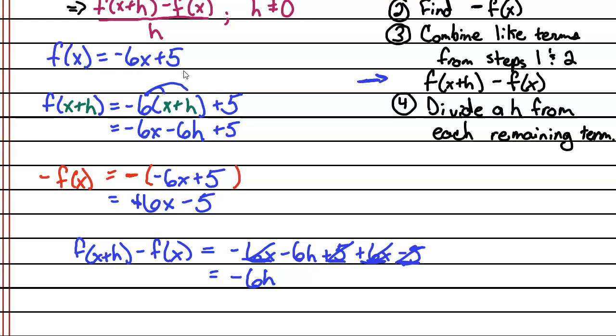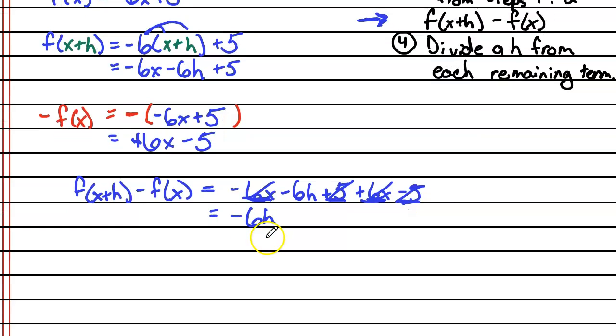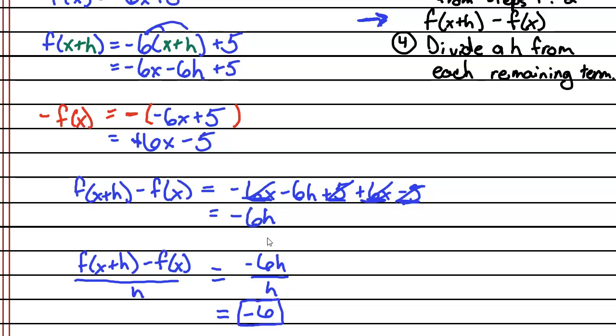At step 3, after you've combined everything, every term without an h should be gone. You should only have terms with an h here. So then the last step is to take what you had after you subtracted out and divide every term by that h. So I have a negative 6h. I'm going to divide by an h. So I just get a negative 6. And for this particular problem, this is my difference quotient.